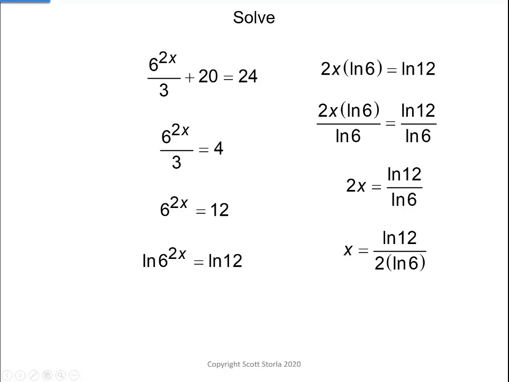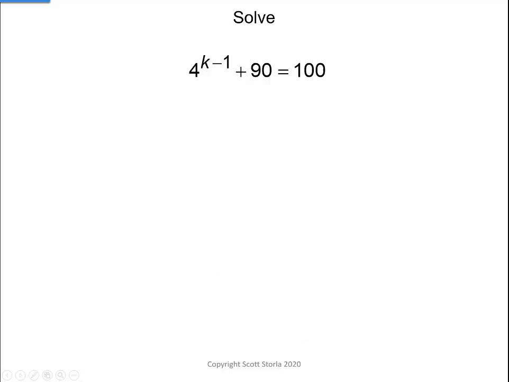Now this is a fine answer. I just want to make a point that it can be the case sometimes that when you look at the answer in the book, it'll look a little different. In this case, for instance, this 2 can be rewritten as the exponent for the base of 6, and then I would get ln 12 over ln 36. They're equivalent. It's just sometimes people prefer this form.